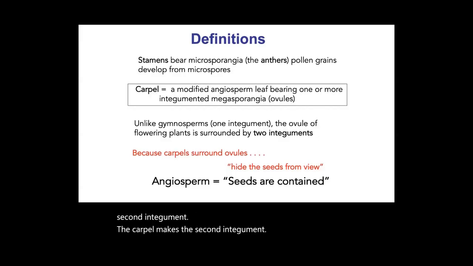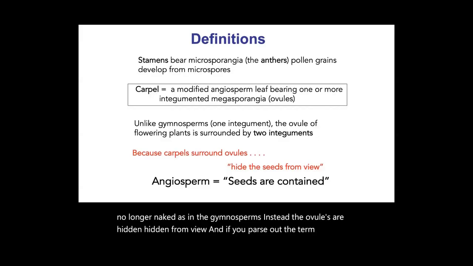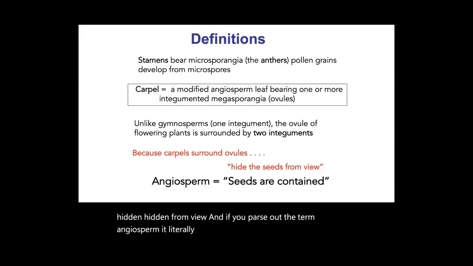And because the carpels surround these ovules, they are no longer naked, as in the gymnosperms. Instead, the ovules are hidden from view. And if you parse out the term angiosperm, it literally means hidden seed. Hide the seeds from view. Seeds are contained within the carpel. Wonderful, beautiful. They're no longer naked, but they're contained within the carpel itself. Okay, angiosperms, seeds are hidden, seeds are contained.